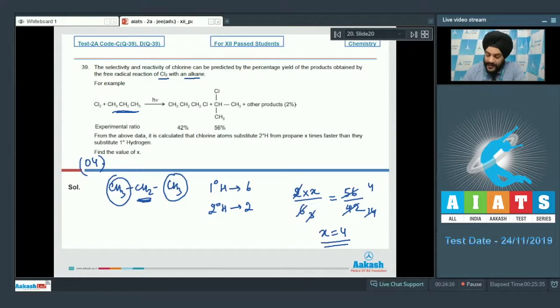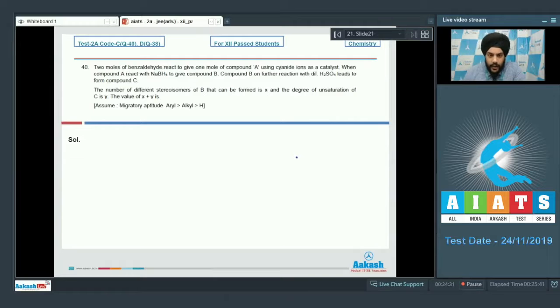Let us look at the last question for this paper, students. Question number 40. 2 moles of benzaldehyde react to give 1 mole of compound A using the cyanide ions as catalyst. Students, in the first reaction, the examiner seems to be interested in the benzoin condensation. When the compound A reacts with NaBH4 to give compound B, the benzoin will get reduced by NaBH4.